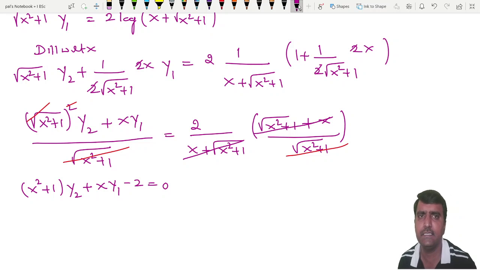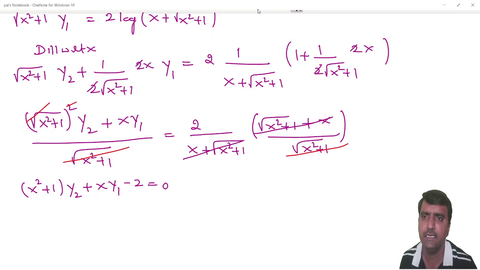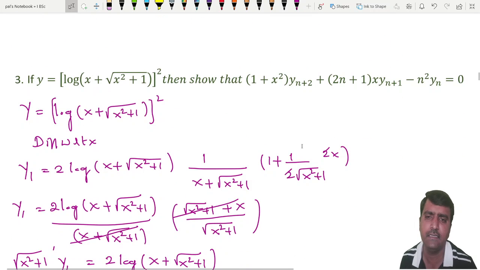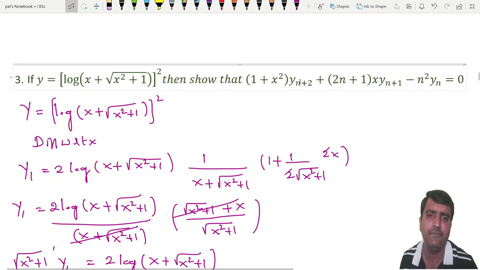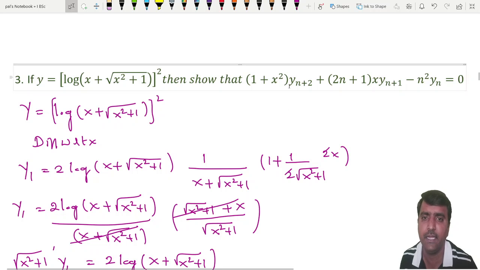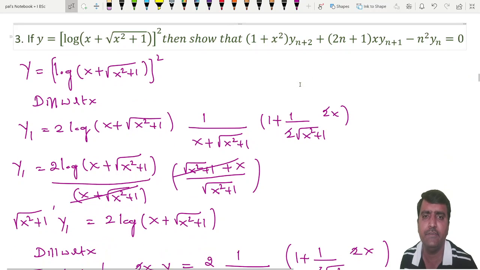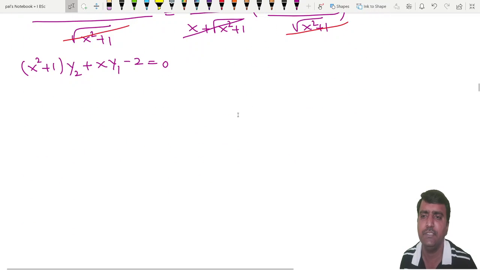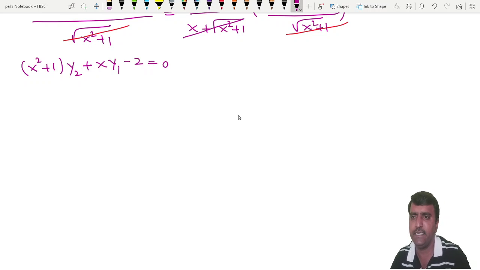Now you differentiate this n times. Why are we differentiating 2 times? In the desired result they are asking to show this one, and in this result we have n plus 2, so that means the n plus 2th derivative. If we differentiate 2 times, after that if we apply nth differentiation, it becomes the n plus 2th derivative. So to obtain that, we are differentiating 2 times. Now you apply nth differentiation and evaluate this one.